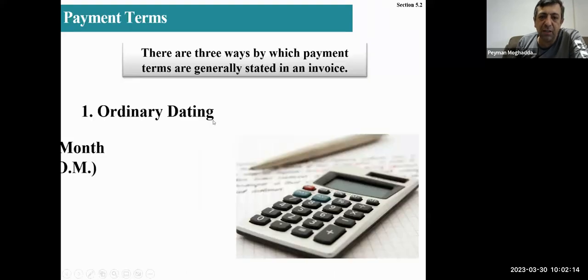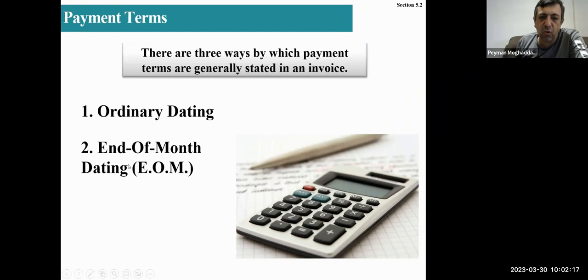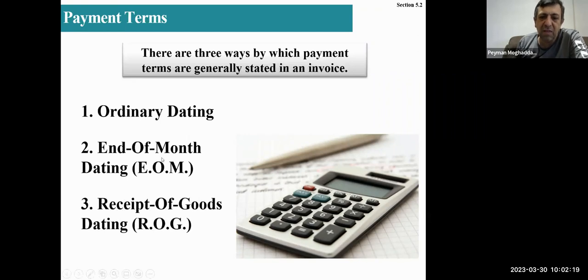Okay, it can be either ordinary date, which is invoice date, or it can be end of the month that you calculate the payment term from, or after you receive the goods, called ROG. So EOM is end of the month, or ROG, which is receipt of the goods. When you receive the goods, then from that date you can calculate that payment term. So the whole thing will be mentioned in the invoice, so don't worry about it. The invoice mentions whether it's EOM, ROG, or if there is no EOM or ROG in the invoice, it means that the date is going to be the invoice date. Okay.